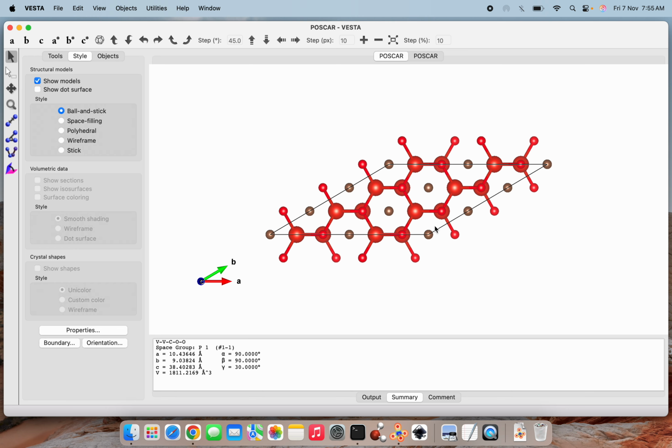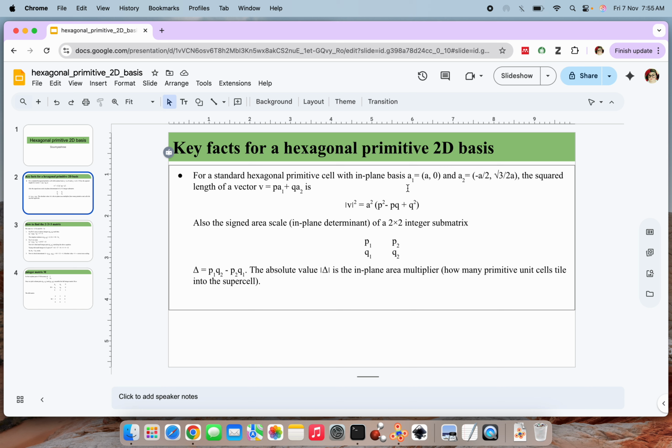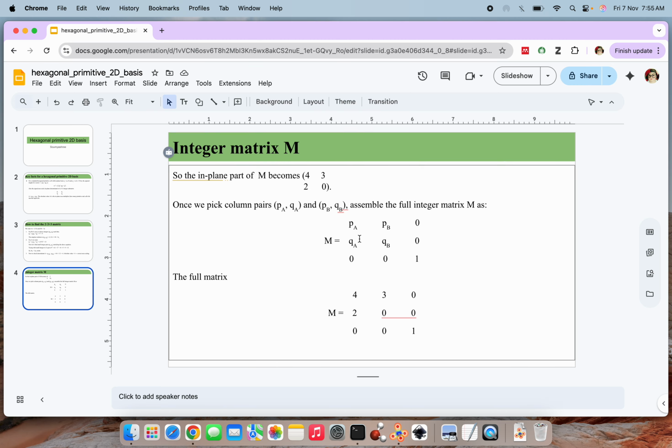But this way, whenever you have any other values, you can follow this kind of way for a lattice, a primitive 2D basis. From a primitive 2D basis you can come up with your integer matrix.